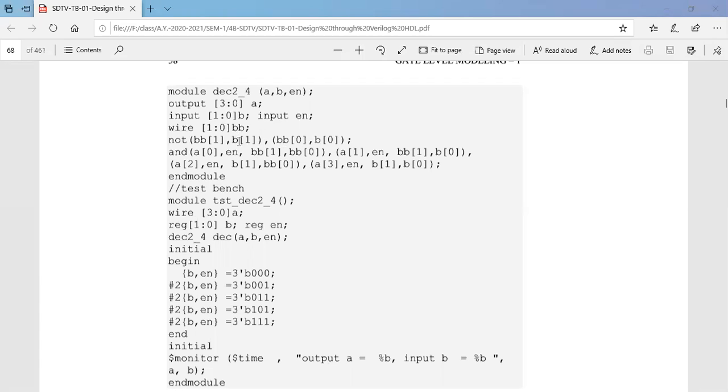Here, what is this B of 1? B of 1 is the input, and B of 0 is also an input. We are complementing the bits first. B of 0, I am complementing and sending it to BB of 0. B of 1 I am complementing it and sending it to BB of 1.